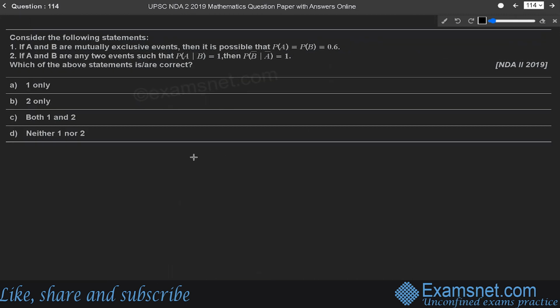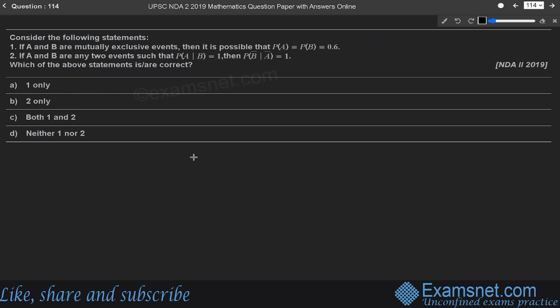Moving on to the next question, consider the following statements. If A and B are mutually exclusive events, then it is possible that P of A is equal to P of B is equal to 0.6. Second statement is, if A and B are any two events such that P of A by B is equal to 1, which is the conditional probability, then P of B complement by A complement is also equal to 1.